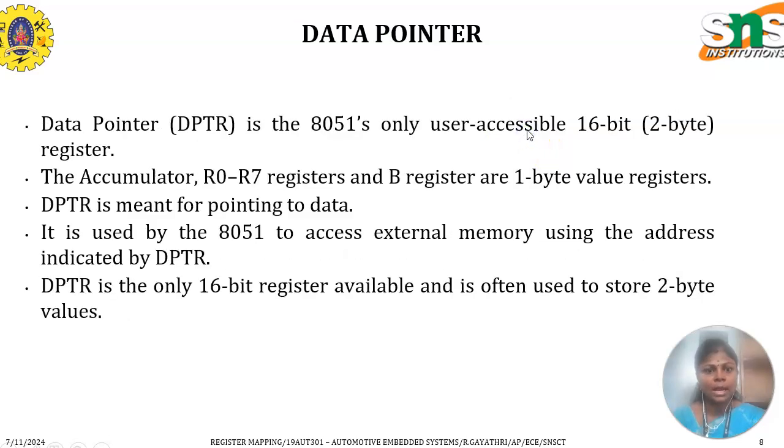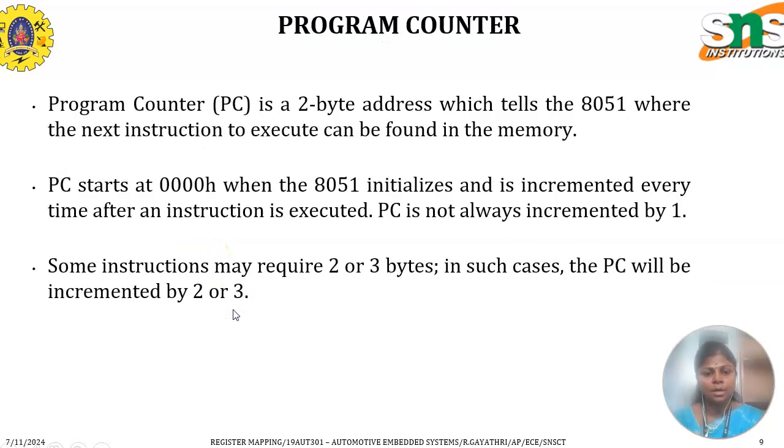Then coming to the data pointer, which is represented as DPTR, it is a 16-bit register. The accumulator, the R registers R0 to R7, and the B register are 1 byte value registers. The DPTR is meant for pointing to data. It is used by the 8051 to access external memory using the address indicated by the data pointer. The data pointer is a 16-bit register.